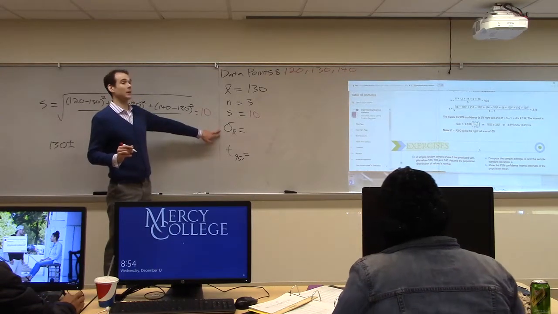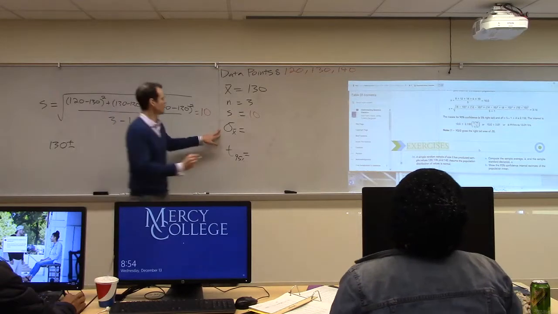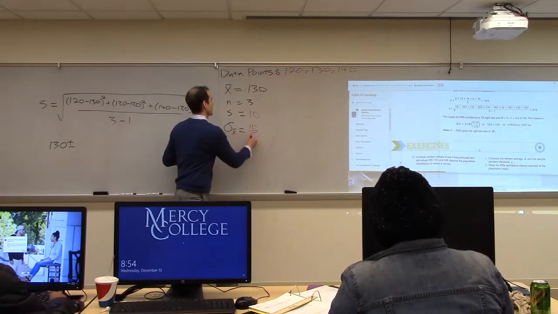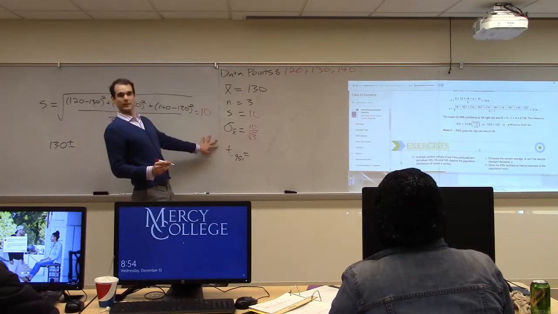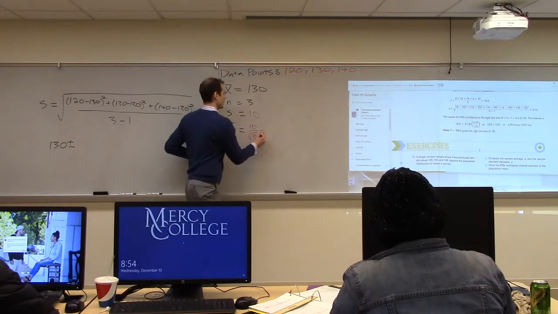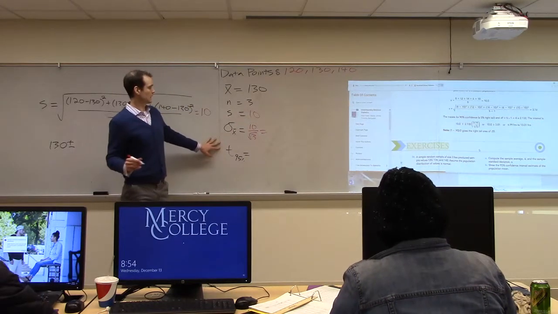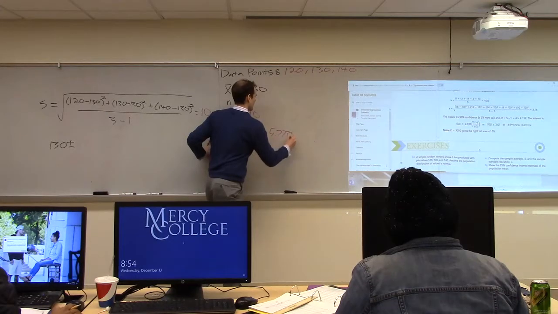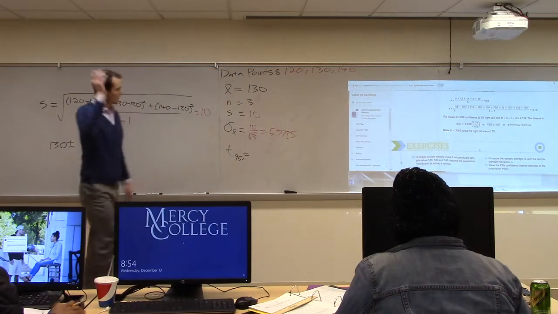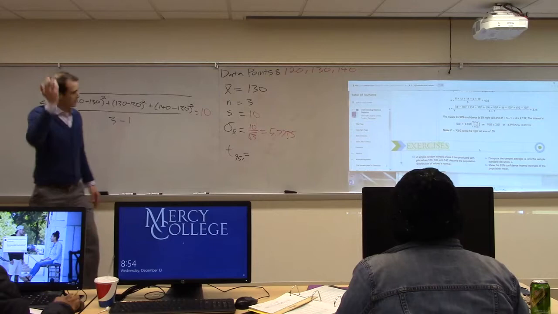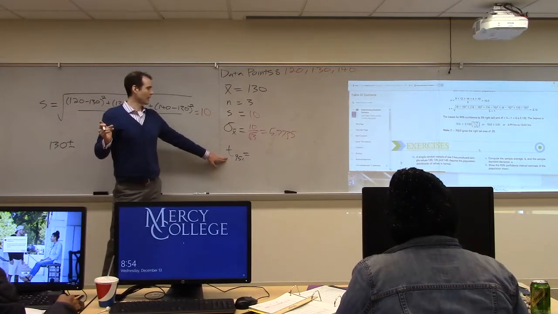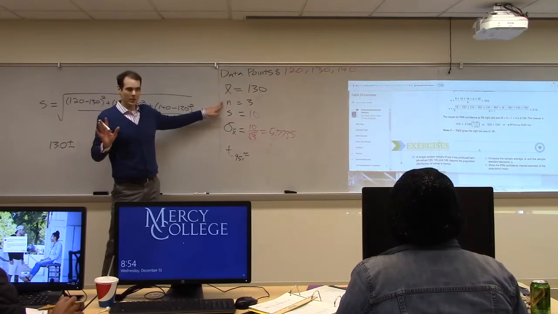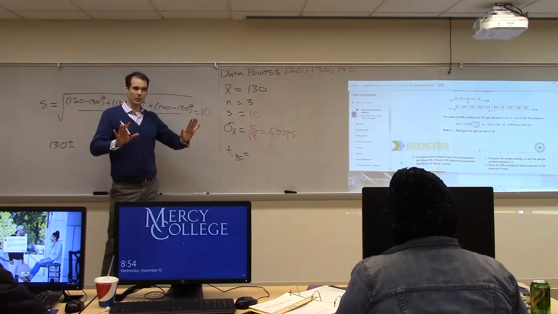Alright, so now we can calculate our standard error. Standard error is sample standard deviation divided by the square root of the sample size. 10 divided by the square root of 3 is what? 5.7735. Alright, 5.7735. I like it. Now if we want to be 95% confident, and we have a sample size of 3, what is our degrees of freedom? 2. So we need to look for 2 degrees of freedom.